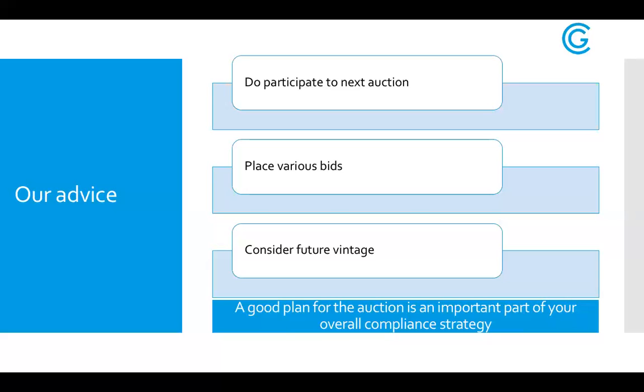What we also have as advice for you is to consider future vintages, especially at this first auction. Future vintages being sold during an auction are always vintages from 3 years later than the current year of the auction occurring. Meaning we're in 2017, so there are current vintages of 2017 being sold, but you will also have the opportunity to acquire allowances from vintage 2020.